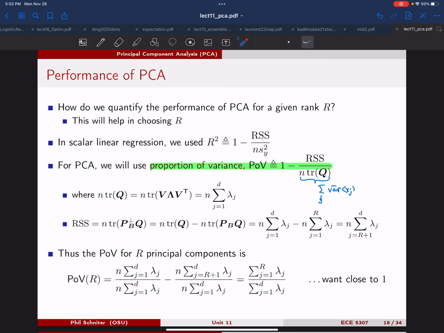And then the RSS, we saw earlier in our derivation it had this form. And here we also saw that we could split it like this. This trace of Q again is this term. And then this last term is where we're projecting Q, this projection matrix is going to take the first r eigenvalues. It's going to sum the first r. So when we do the sum of all of them minus the sum of the first r, we get the sum of the rest, the ones from r plus 1 to d. And so we can now plug in the RSS here and plug this into the denominator.